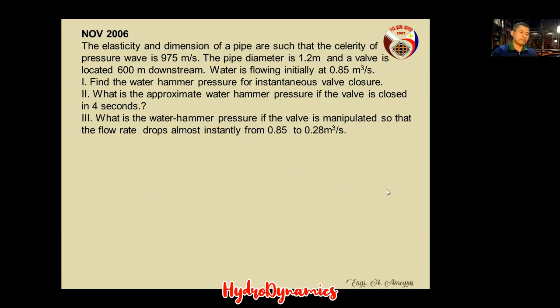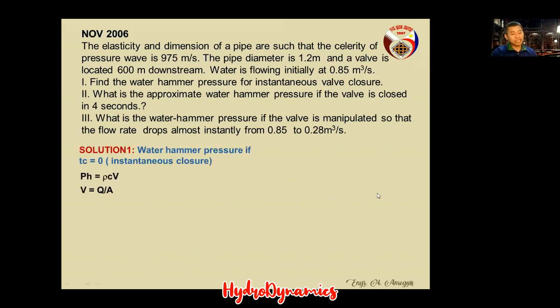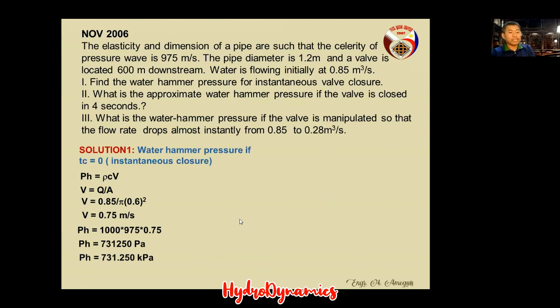So it is direct. Rho C V, where velocity is Q over A, which is 0.75. Rho is 1,000 and celerity is 975, so we have 1,975 times 0.75. The result is in Pascal, Newton per meter square, or in kilopascal, divide by 1,000.